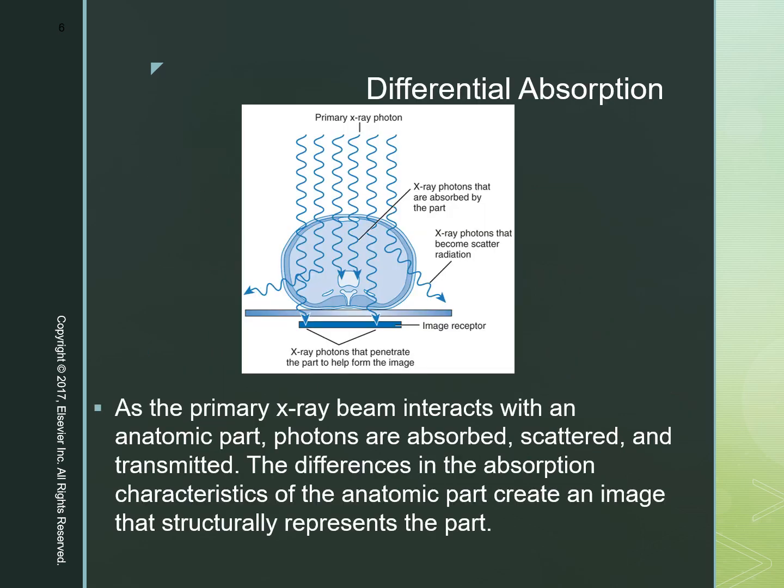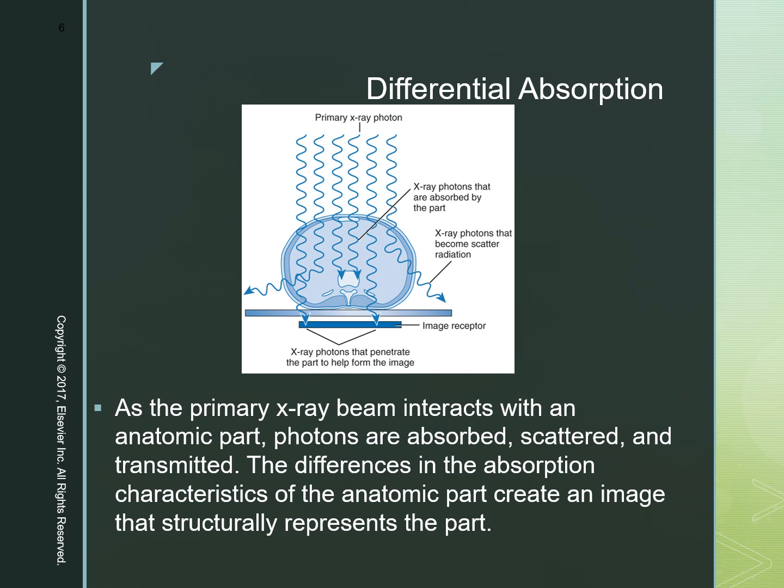All right, now differential absorption. If we look back to last semester, we talked a lot about subject contrast. Subject contrast means the difference in attenuating properties of different anatomical structures. So here you would see that the subject contrast between the spine and, let's say, lungs would be very high. They would have significantly different attenuating properties. So subject contrast would be specific to the body part that we're imaging.